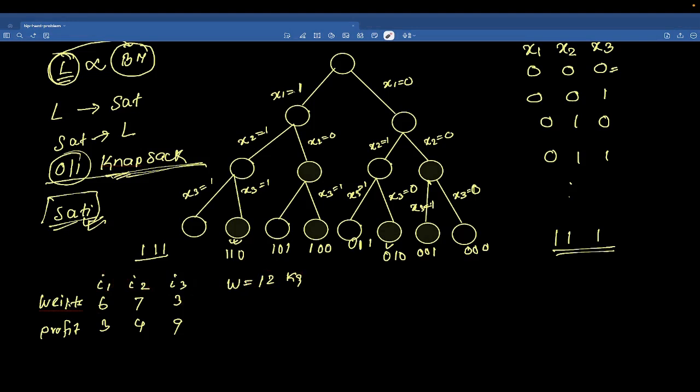Now we will try to solve this problem, and later we will relate this problem with the satisfiability problem, and we will see whether both are identical or not. Let's solve the 0/1 knapsack problem first using the greedy approach.